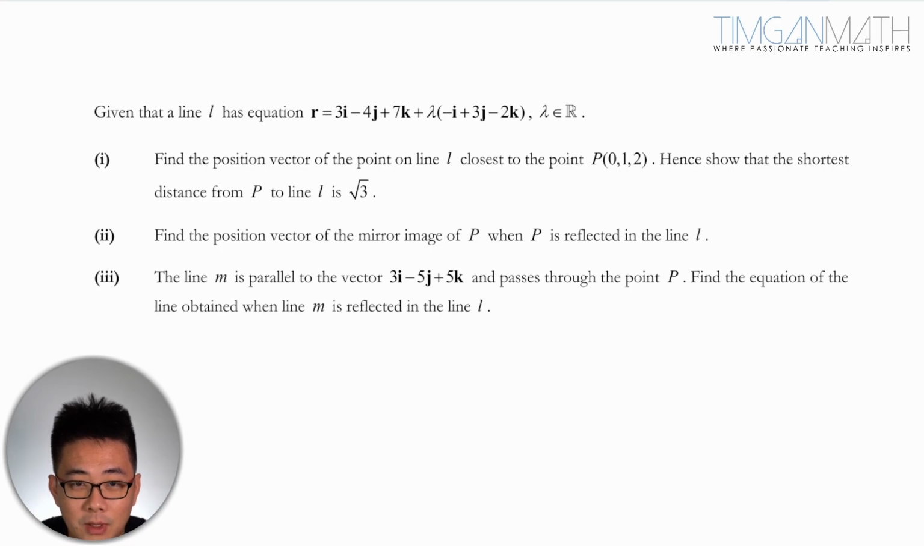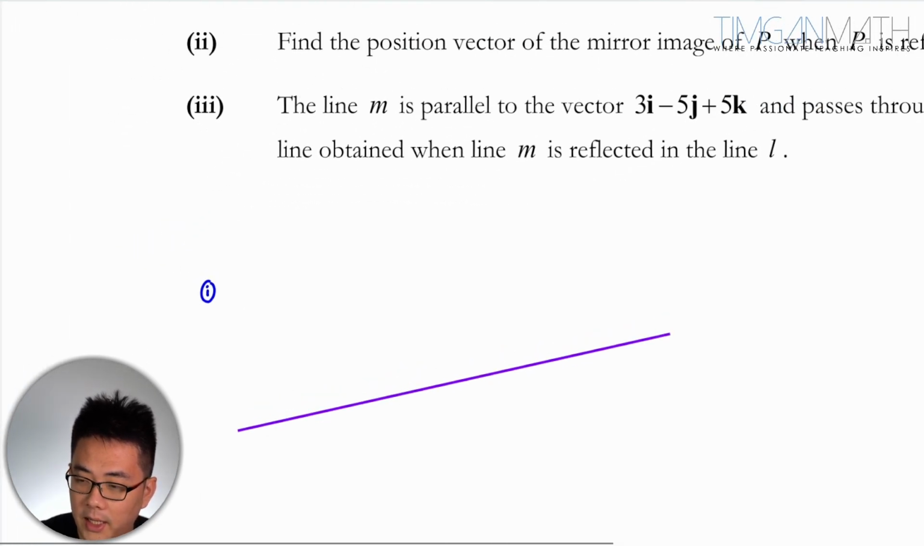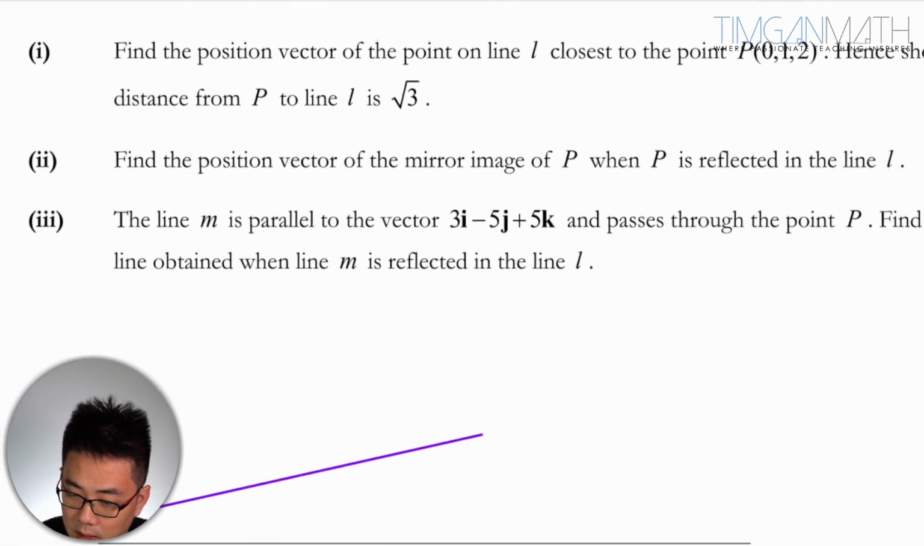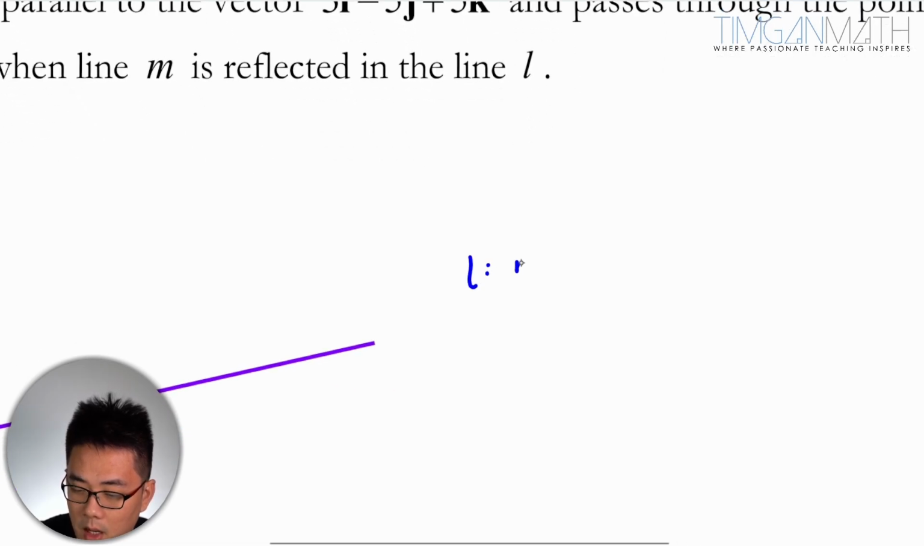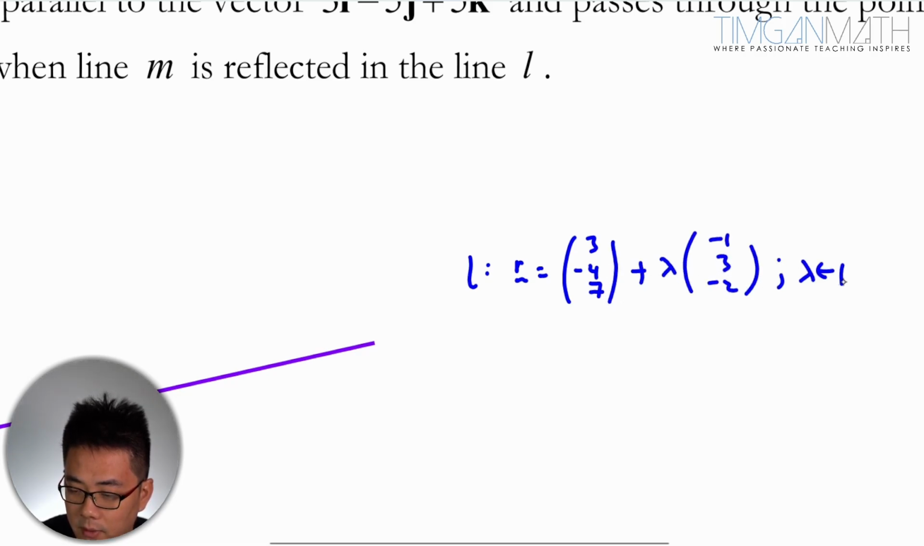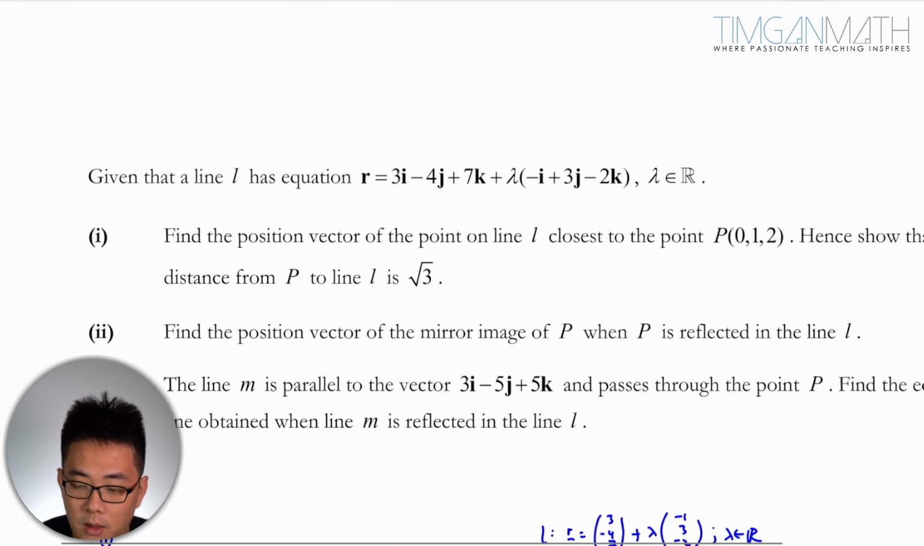So we want to find the position vector of the point closest to P. In this case, just draw it out. You have a line L as such. I would suggest writing line L as r equals (3, -4, 7) plus lambda (-1, 3, -2), where lambda is a real value. I like to write it in column vector form because it's easier.